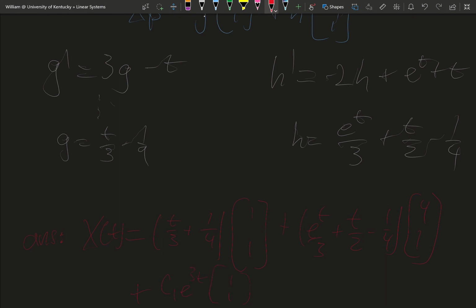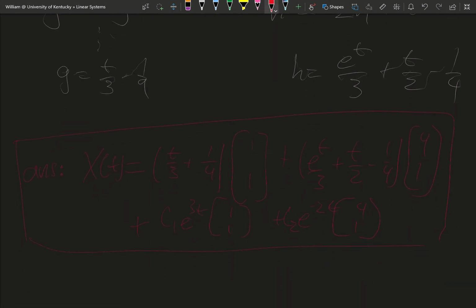And then just writing out the final solution, negative 2t, 4, 1. We get the following. All right, and we'll end it there.